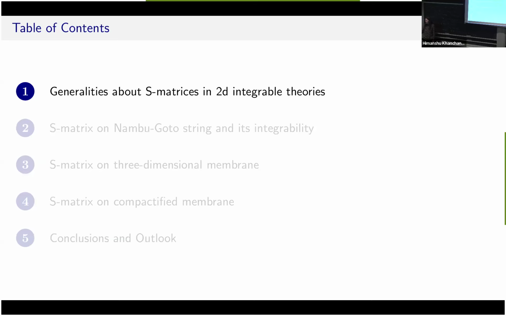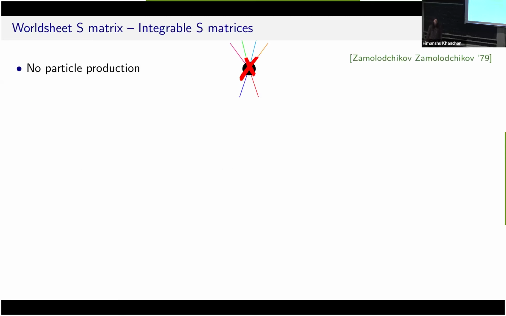So let's start with some generalities about S matrices in two-dimensional integrable field theories. So integrable theories, they have a lot of conserved charges, and this constrains the dynamics very much. In particular, it will constrain the scattering that you can have. So there will be no particle production. In any scattering process, the number of incoming particles will be the same as the number of outgoing particles. And in fact, the set of incoming momenta is the same as the set of outgoing momenta. You just have a reshuffling of the momenta among the particles that appear in the scattering process.